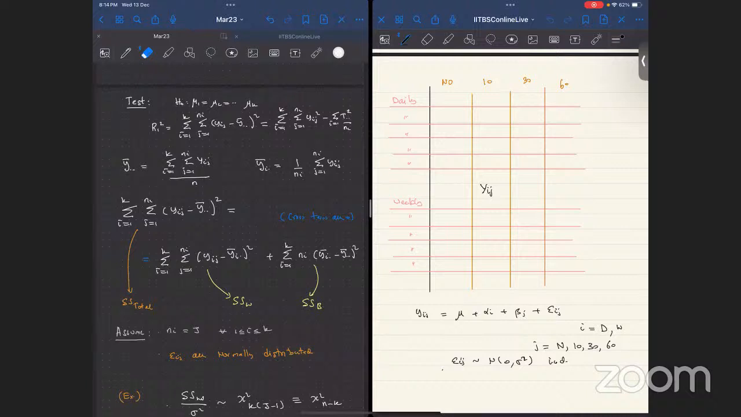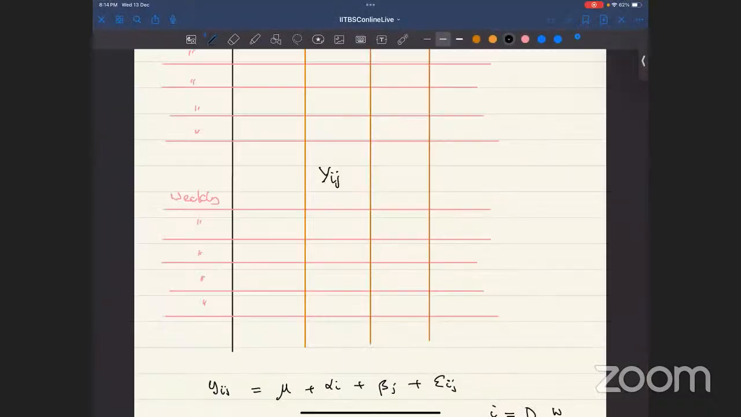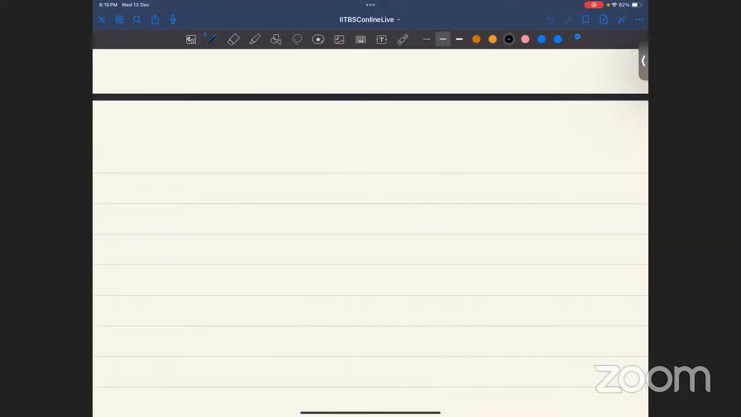Okay. So let's do a simple one-way ANOVA, and then we'll come back to this in a second. We'll come back to this. I think once you get the handle of how to do one-way ANOVA itself, everything else is automatic after that. So let's do a one-way ANOVA example.